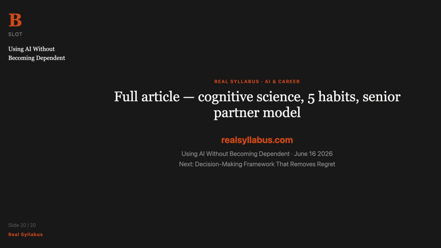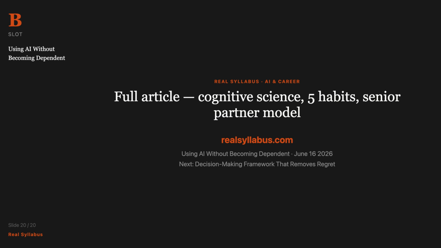The third habit: protect deliberate practice in domains you want to develop. If you want to develop as a writer, write the first draft yourself before AI touches it, every time, not just occasionally. If you want to develop as an analyst, form the analysis before asking AI to do it. Deliberate practice requires effort and the productive struggle that comes from attempting work you cannot yet do easily. AI that removes all struggle removes the mechanism through which skill develops.